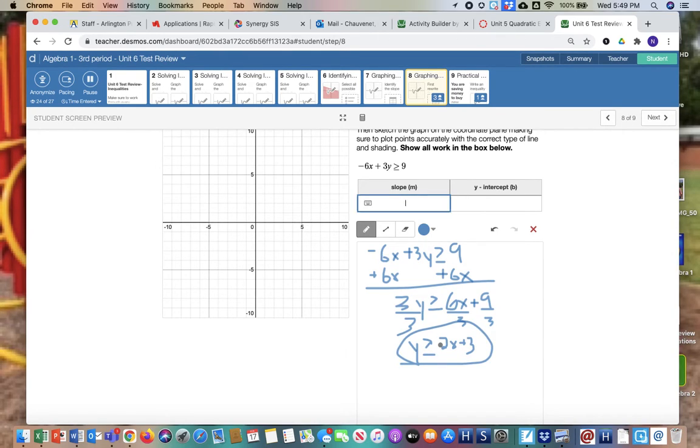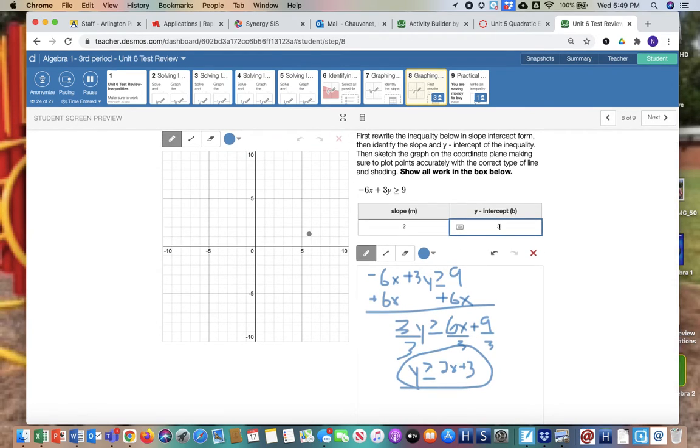So what's my slope? Well, what's the number in front of x? It's a 2. What's my y-intercept? Well, what's this number back here? It's a 3. So now we need to graph it. We need to figure out what kind of line we have, and then figure out where we shade it. The y-intercept's at 3, so we go to 3.